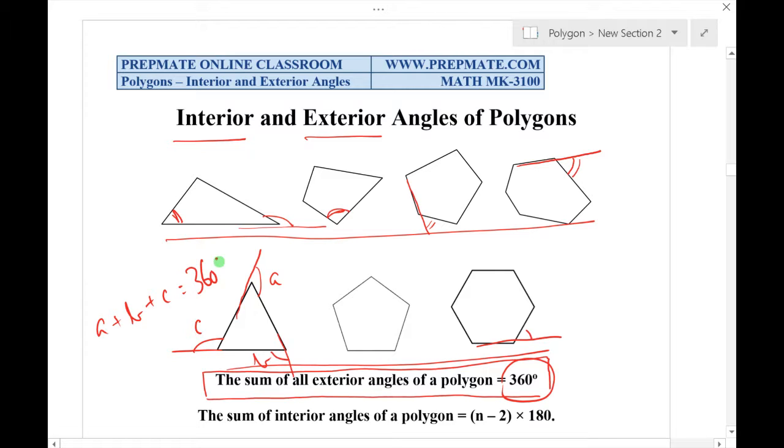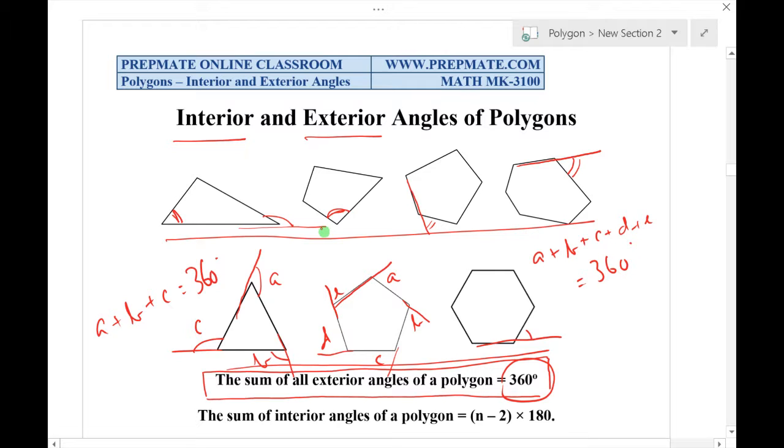Let's take another shape. This is a regular pentagon. So I'm going to extend all the sides like this to create exterior angles. Let's call these A, B, C, D, E, and therefore the sum of all the exterior angles, A plus B plus C plus D plus E, will be equal to 360 degrees.